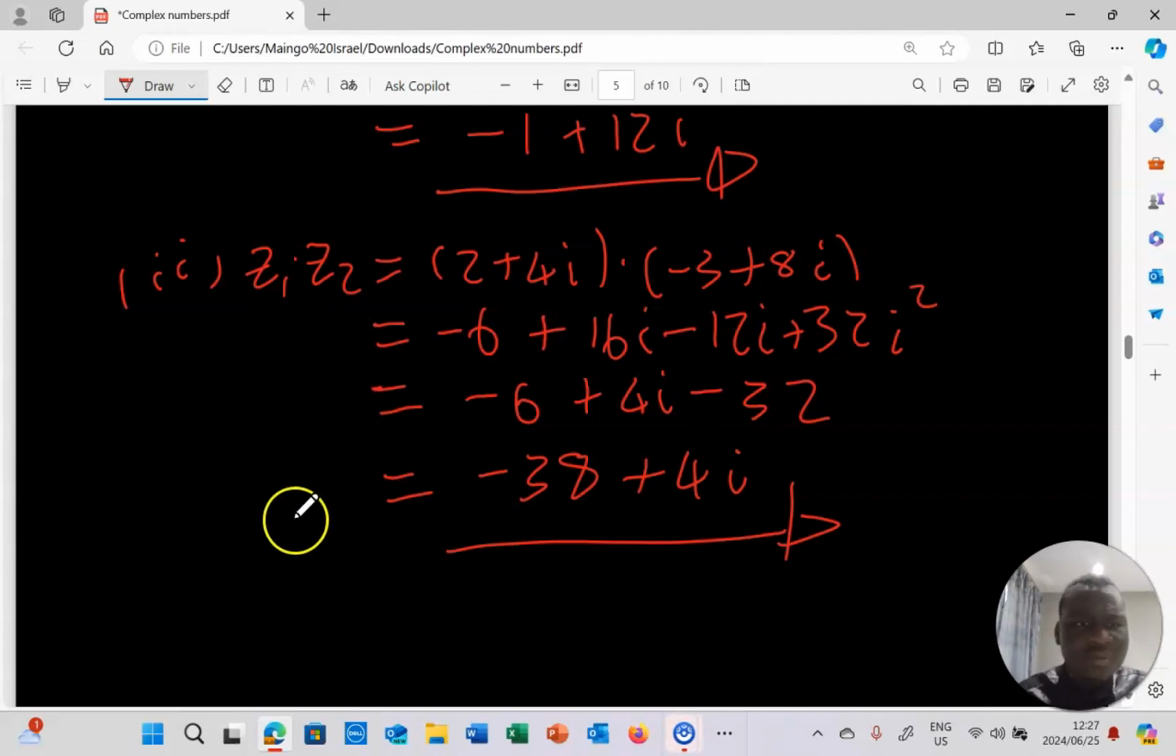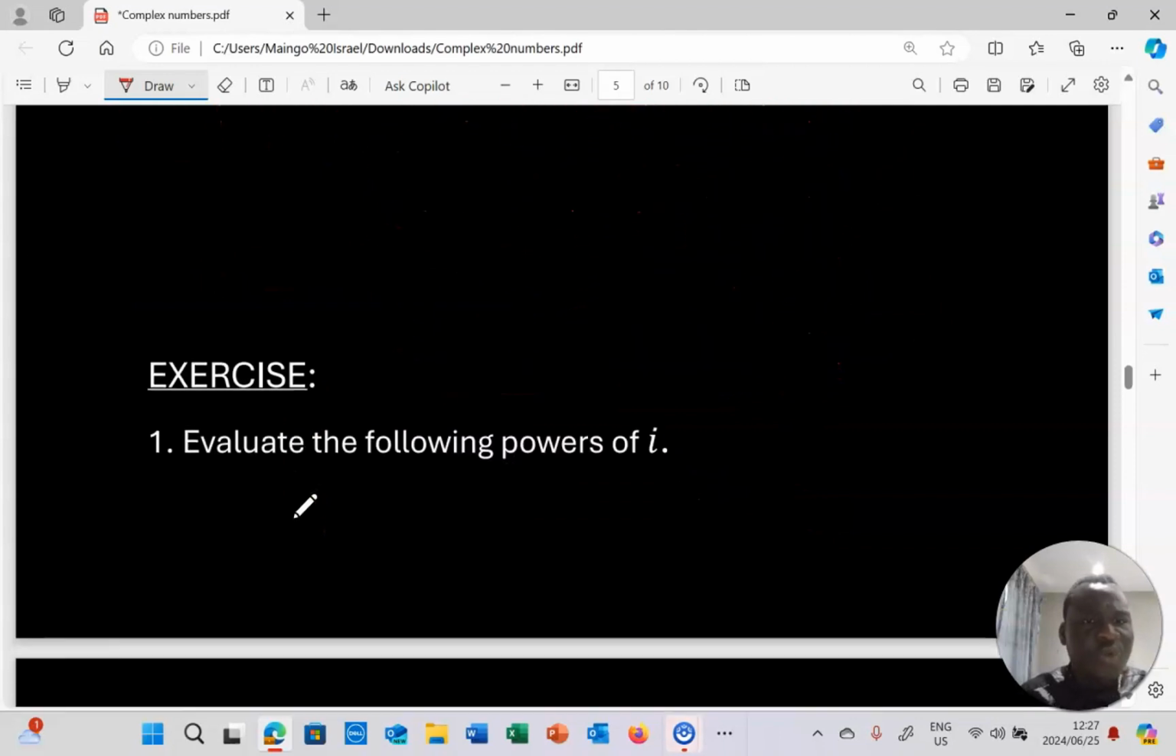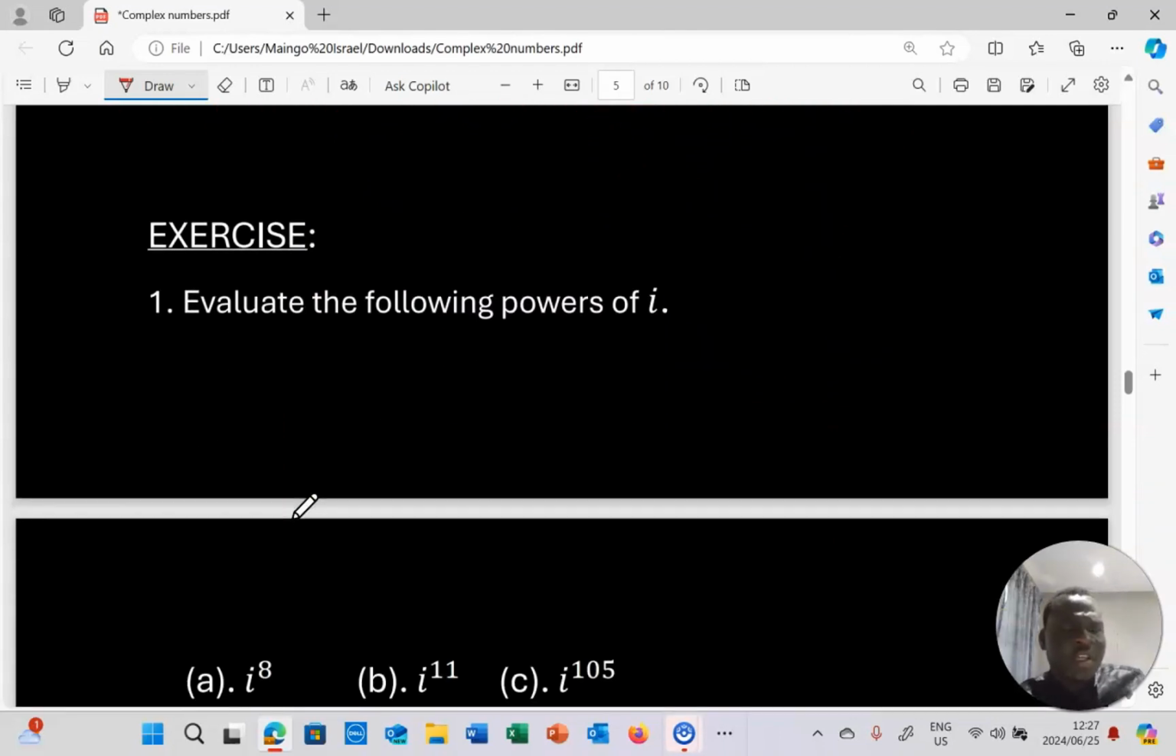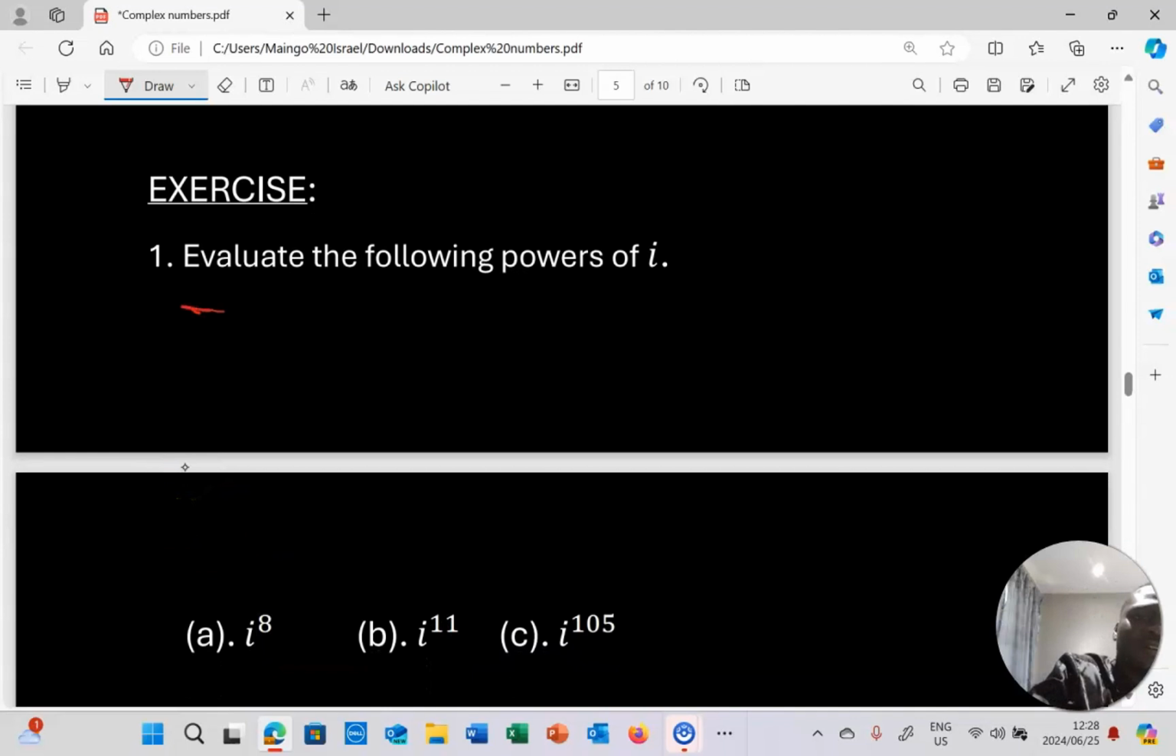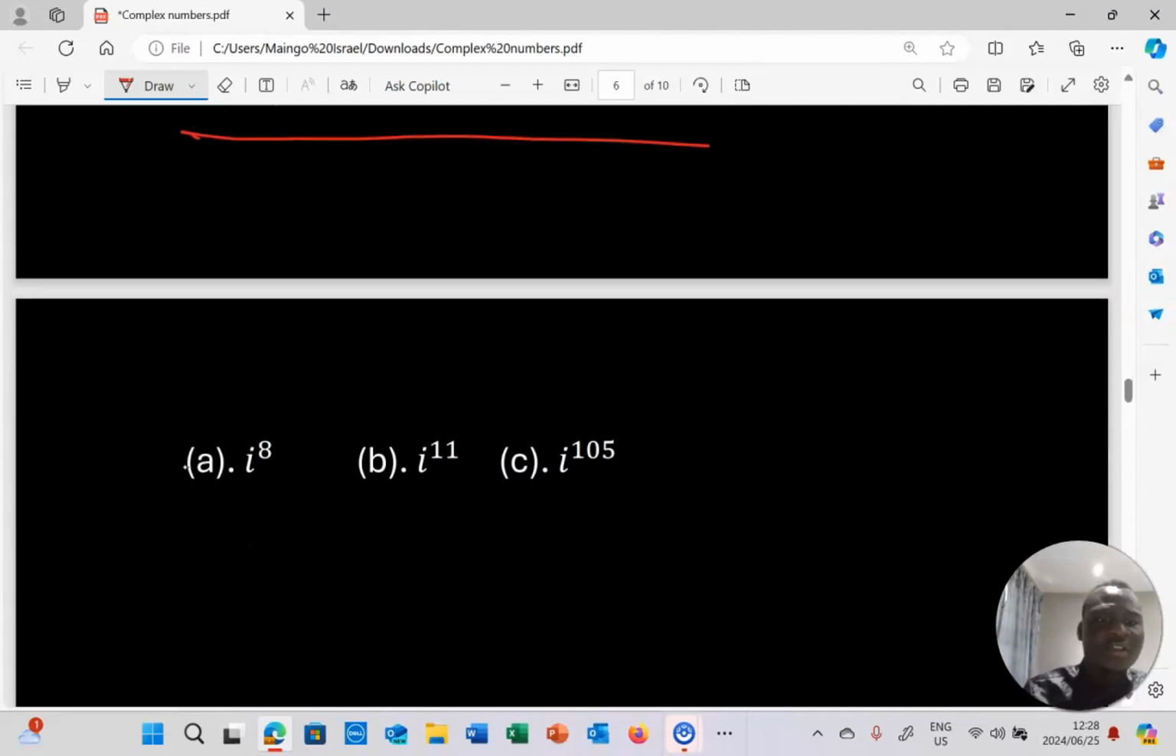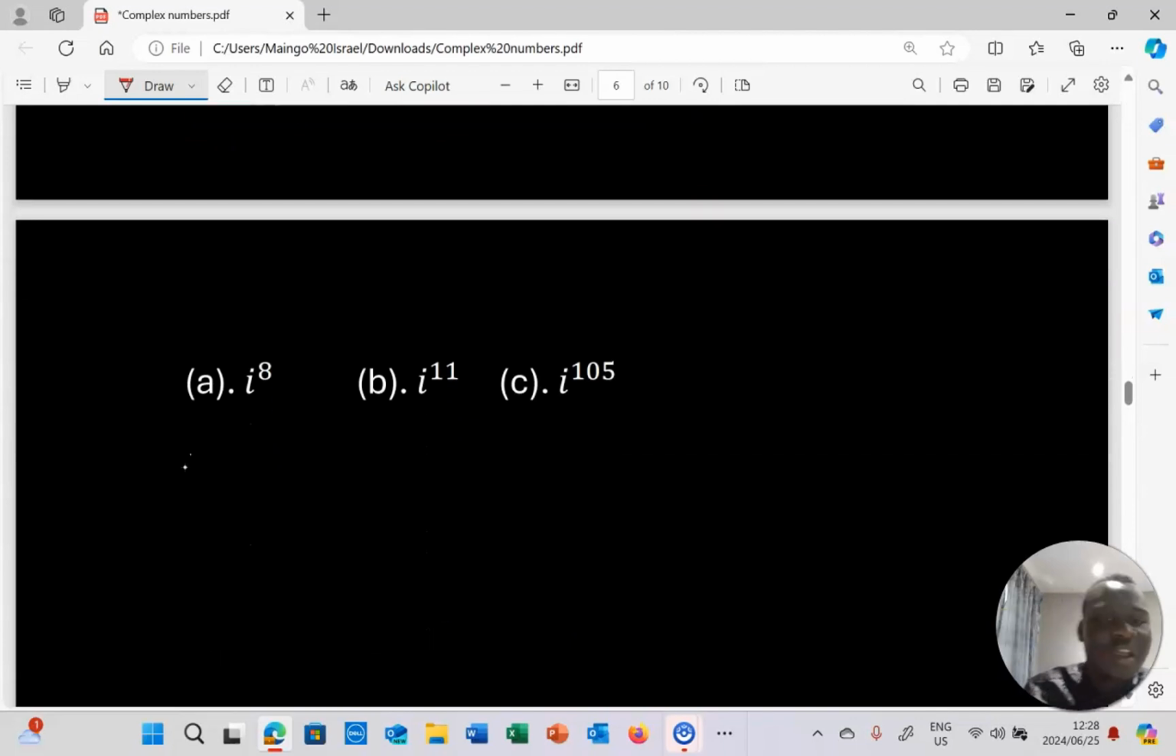So now let's go to some exercises. These are exercises, so you can pause and try it out before you see me doing it. This will exercise your brain. Now the first question says evaluate the following powers of I. Here we've got I to the power 8, I to the power 11, and I to the power 105. So how do we do this one?